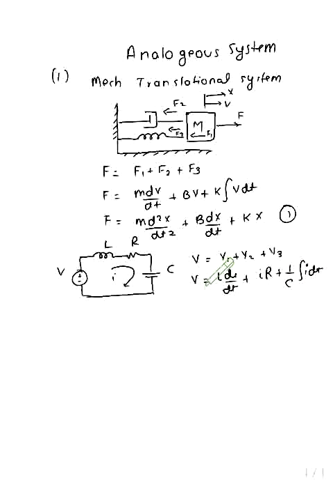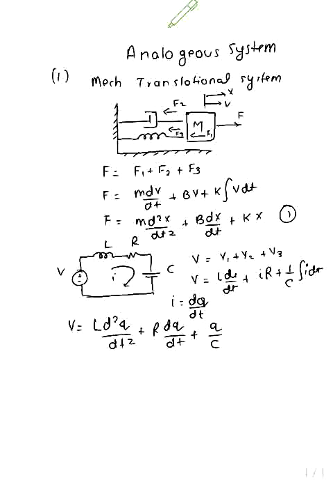Now we can find the equation by applying KVL. V is equal to V1 plus V2 plus V3. V1 is the voltage across the inductor, V2 is the voltage across the resistor and V3 is the voltage across the capacitor. So now we can make the equation: V is equal to L di by dt plus voltage across the resistance, IR, plus voltage across the capacitor, 1 upon C integral of I dt.